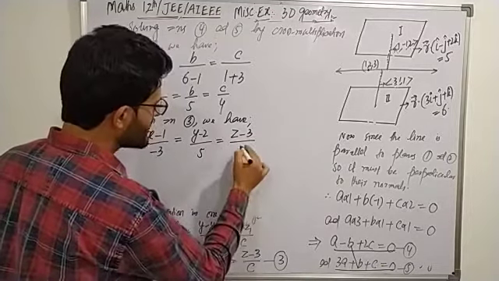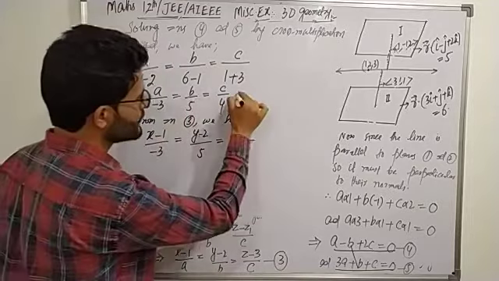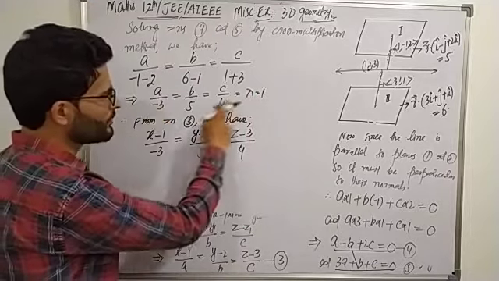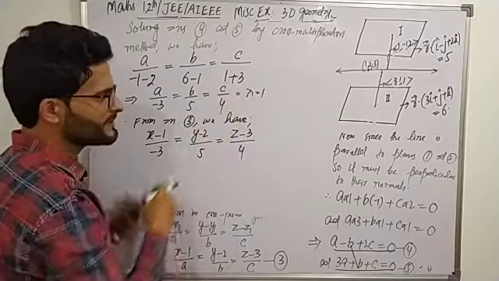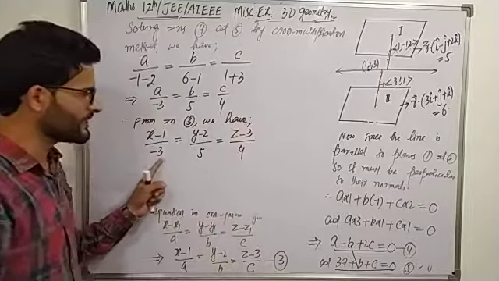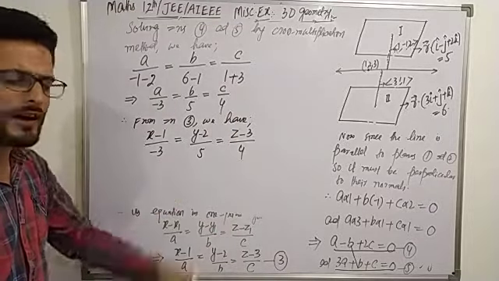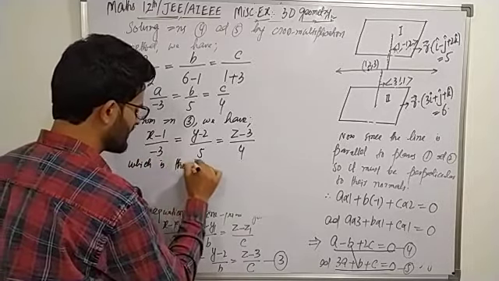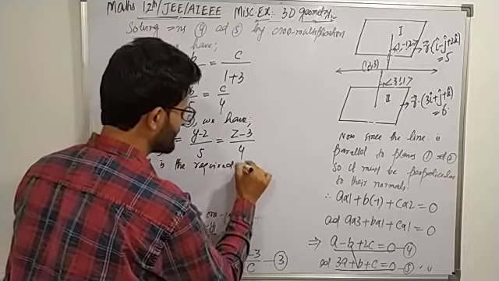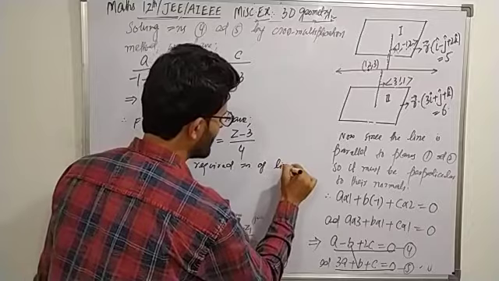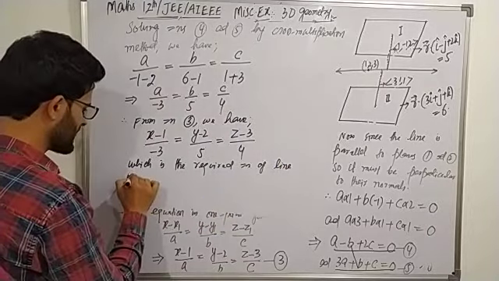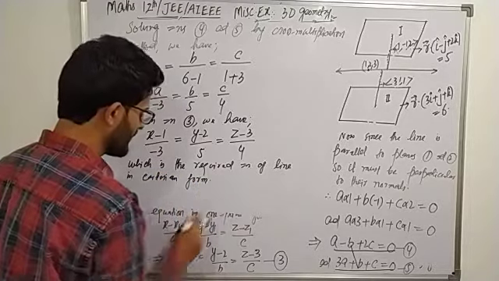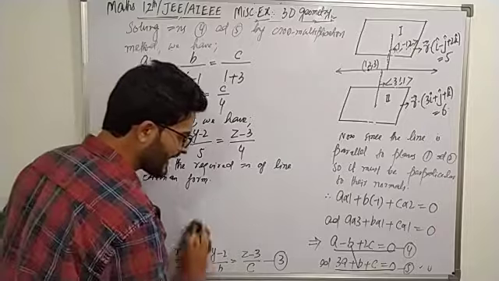3 divided by c that is 4, because these ratios, if we take them equal to lambda and suppose we treat that lambda as 1, so a must be equal to -3, b must be equal to 5, and c must be equal to 4. So this is the required equation of line in Cartesian form. ये बनेगी required equation of line in Cartesian form.